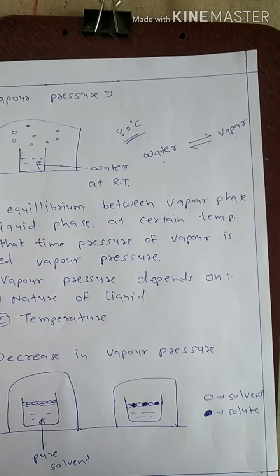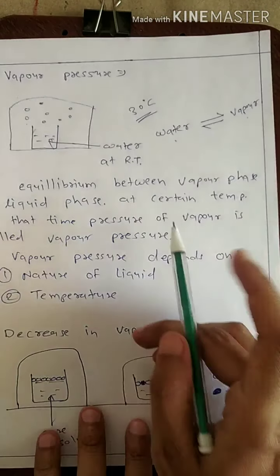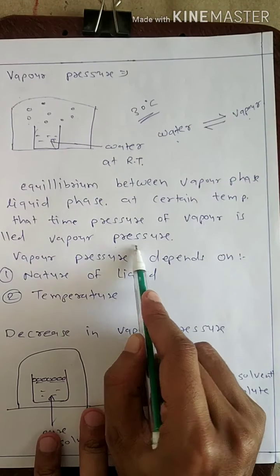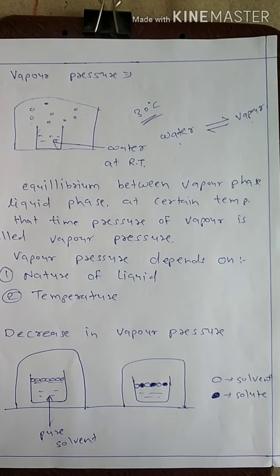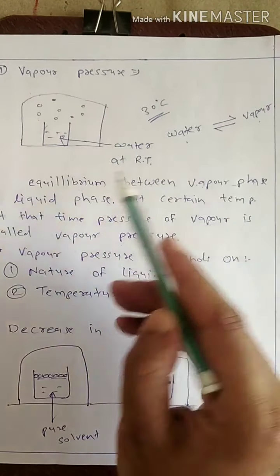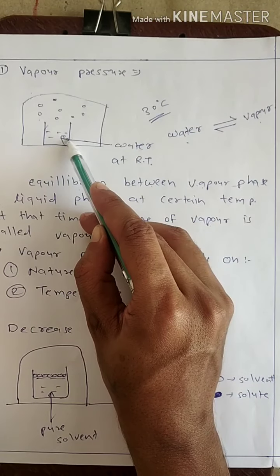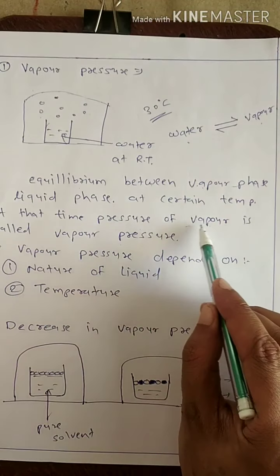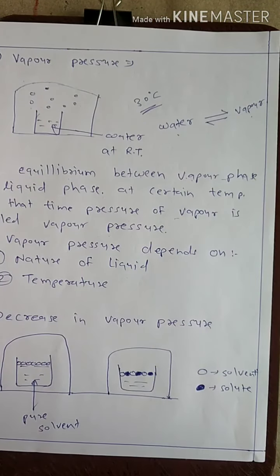Whenever the equilibrium is established, at that time the pressure of the vapor above is called vapor pressure. Not at any time, but when equilibrium is established between the vapor phase and the liquid phase, at that time the pressure of the vapor is called vapor pressure.